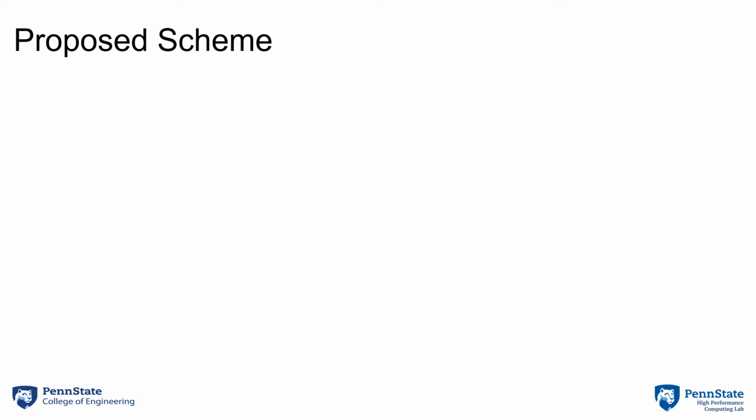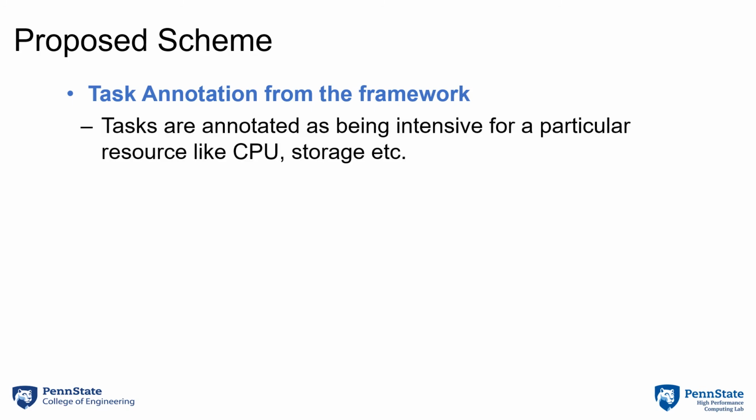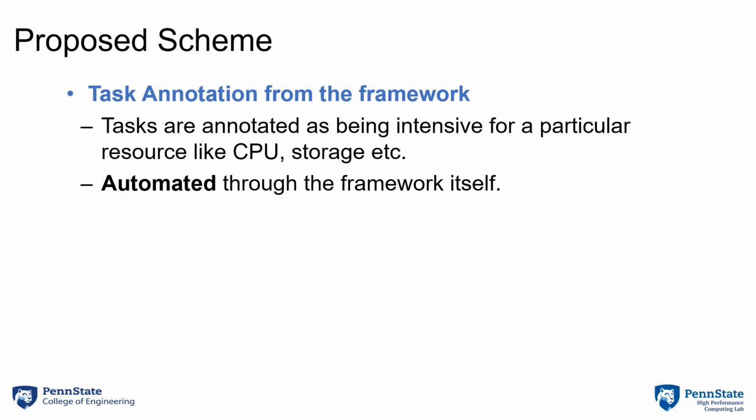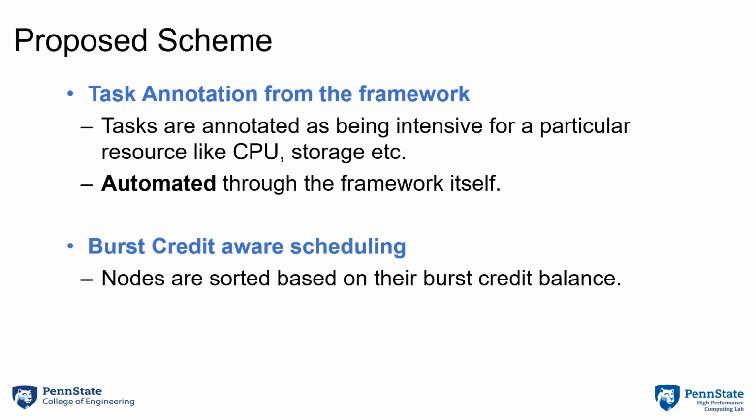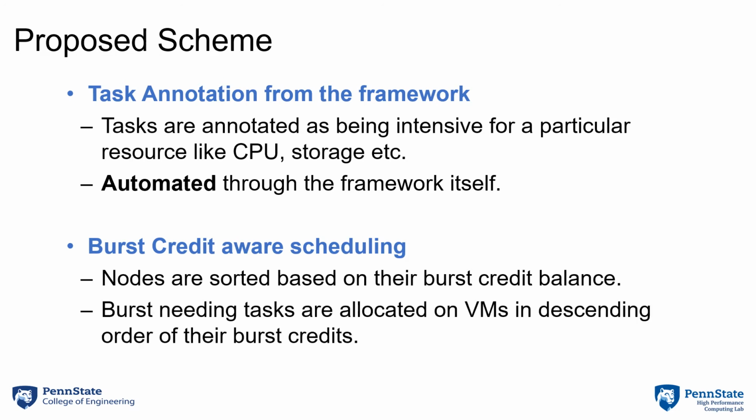Cache fixes this problem. We propose a scheme consisting of two techniques. The first technique is task annotation from the framework. In this case, tasks are annotated as being intensive to a particular resource such as CPU or storage, etc. This annotation is automated through the framework and the user does not have to manually annotate the task. This is followed by burst credit aware scheduling. In this case, nodes of the scheduler are sorted based on the burst credit balance. Burst needing tasks are then allocated on nodes or VMs in descending order of the burst credit balance. Let's dive deeper into these techniques.